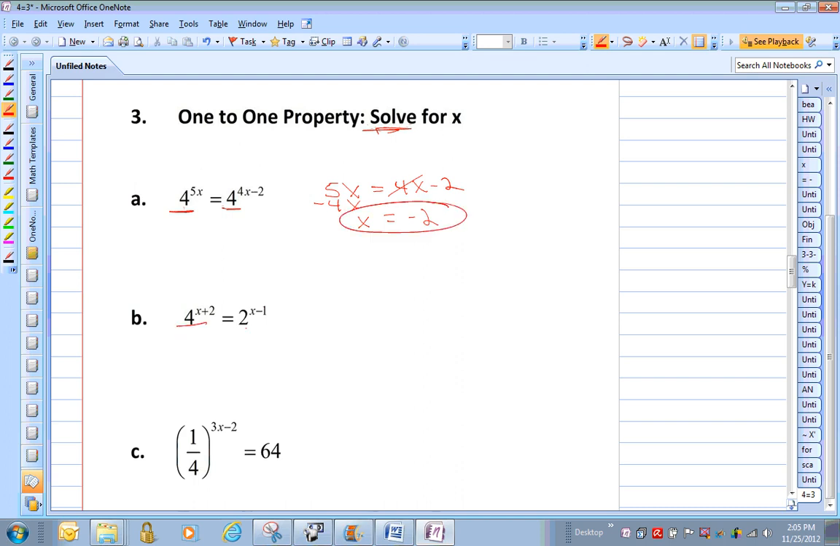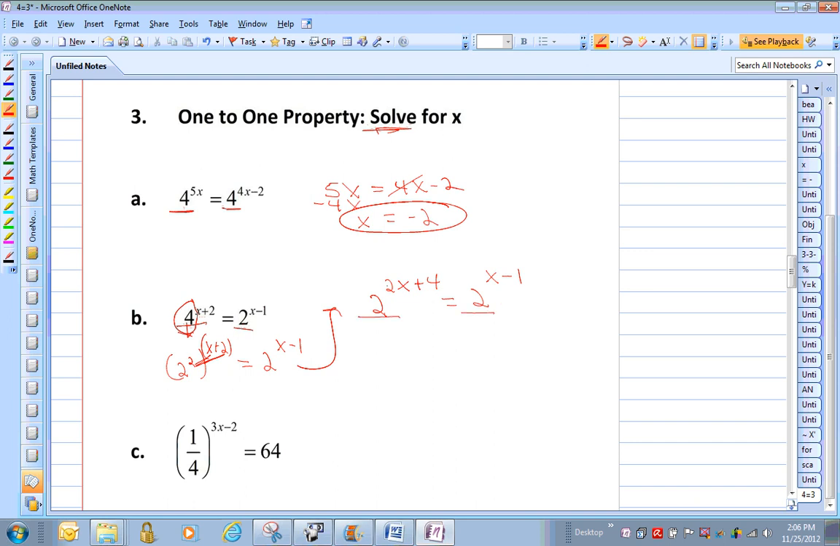In the second one, our bases are not one-to-one, but I believe we can force that to happen. I believe we could rewrite 4 as 2 squared. That's just replacing the 4. It's still raised to the x plus 2 power. And on this side, we would have 2 to the x minus 1 power. All right, so if we have a power to a power, our property says we would multiply. So we would have to do 2 times x and 2 times 2. Be careful that it gets distributed to both. So this would end up being 2 to the 2x plus 4 equals 2 to the x minus 1.